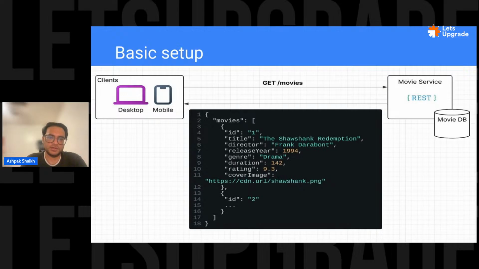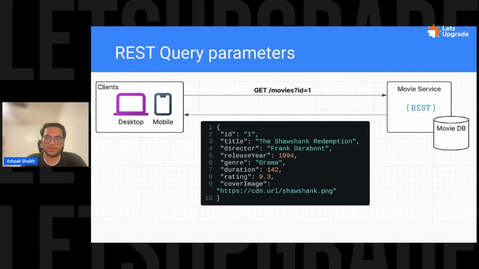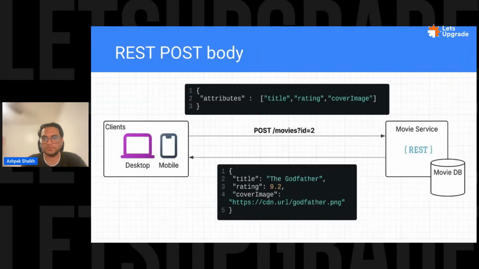We have a client and a server. Our server is a movie service, which we first looked at from a REST lens with a movie DB, and then we discussed how we can filter certain movies based on query parameters, which was also kind of a motivation to GraphQL. I think it has an equivalence in GraphQL.